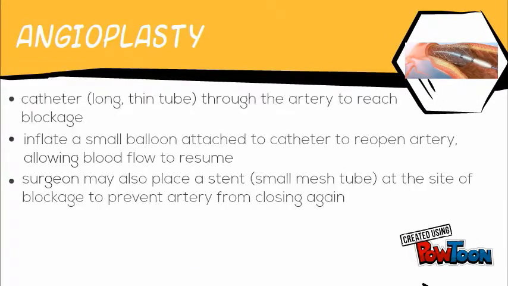Angioplasty is a method where a catheter is put through the artery to reach the blockage. It inflates a small balloon attached to the catheter to reopen the artery, allowing blood flow to resume. A surgeon may also place a stent at the site of blockage to prevent the artery from closing again.